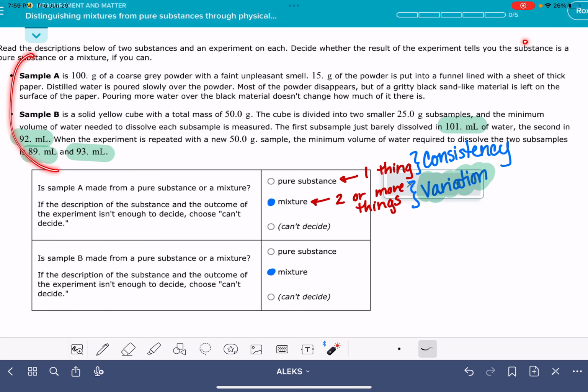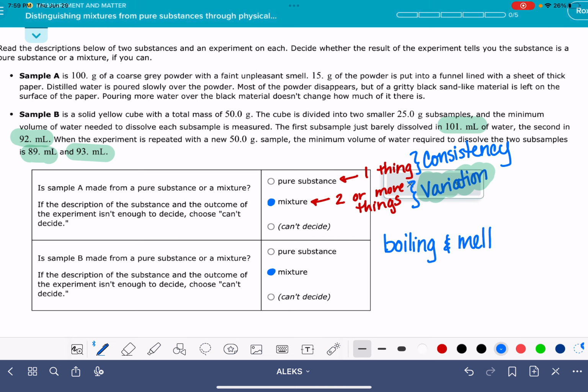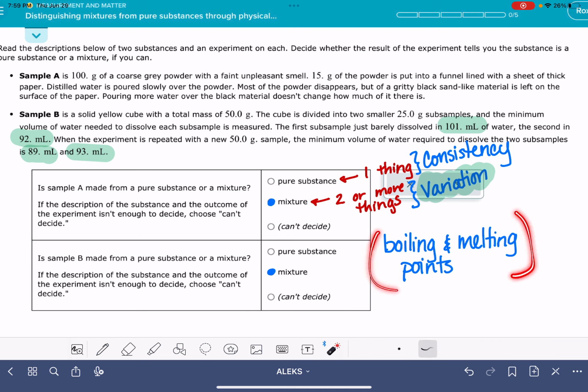Now, another scenario that's not in mine here, another thing that I see has to do with boiling and melting points. Those are the temperatures at which substances melt and boil. And I've seen a couple problems where ALEKS is talking about the boiling point or the melting point of a substance. And again, consistency versus variation.